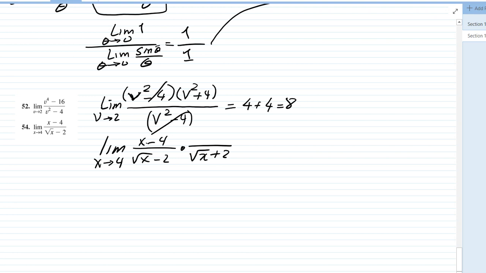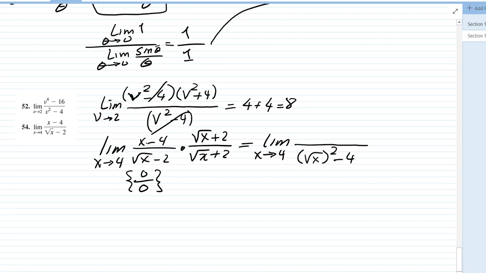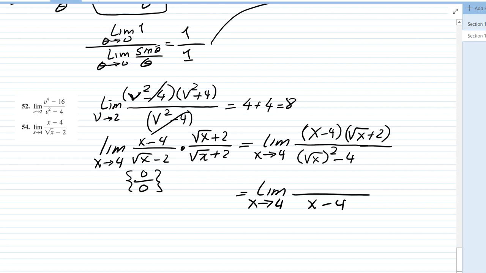Again, first, if you directly substitute, 4 minus 4 is 0 in the numerator, and the square root of 4 is 2, minus 2 is 0 also. Now, multiplying by the conjugate of the denominator, root x plus 2, to rationalize the denominator, the limit as x goes to 4. In the denominator, we're multiplying a difference of two squares, so that's going to be root x squared minus 4. In the numerator, I have x minus 4 times root x plus 2. So this is going to be the limit as x approaches 4 of, in the denominator, x minus 4, numerator x minus 4, and then root x plus 2.